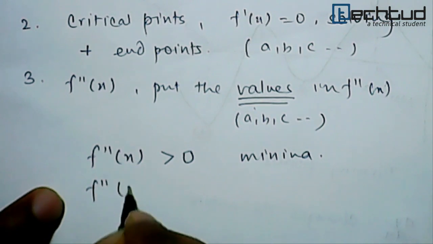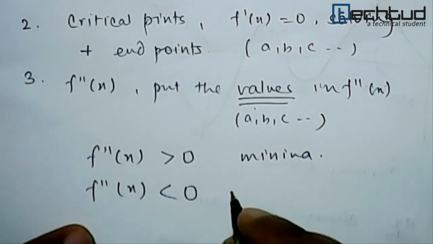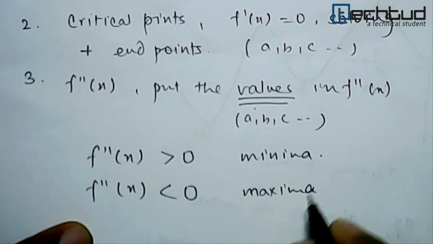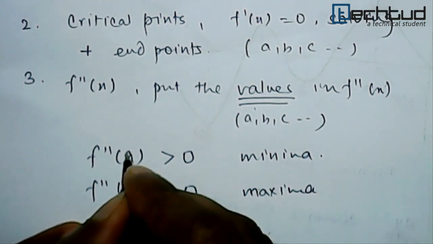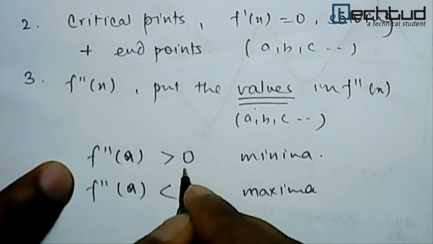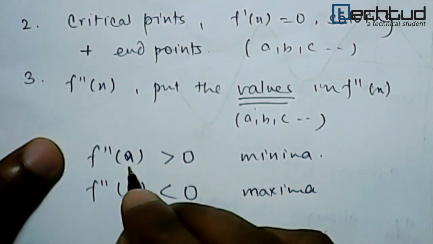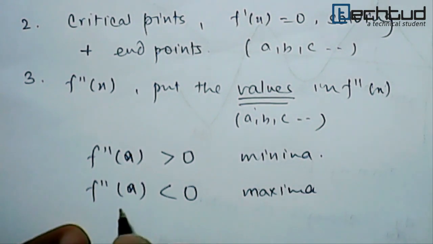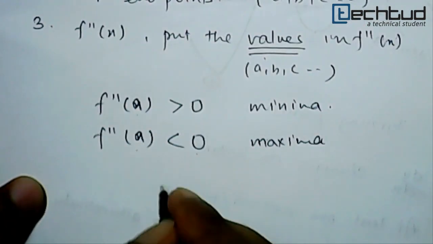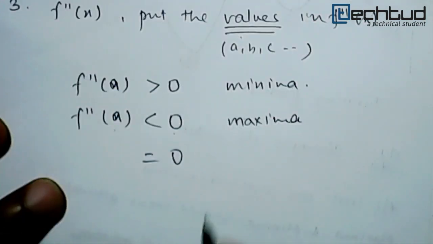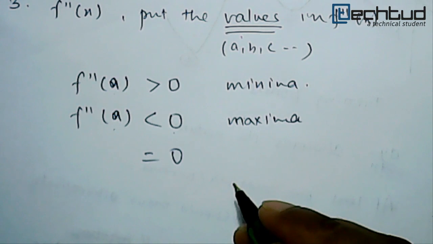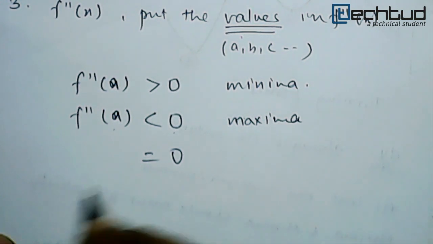If f''(x) is less than 0, we will say it is maxima. Let's say I'll put a. So if f''(a) is greater than 0, we will say a is a point of minima. If less than 0, we will say a is a point of maxima. But what if it is equal to 0? Then we will go and find out what?